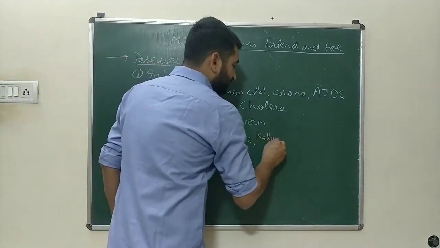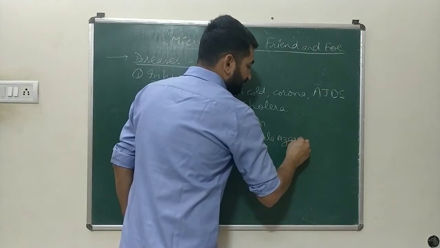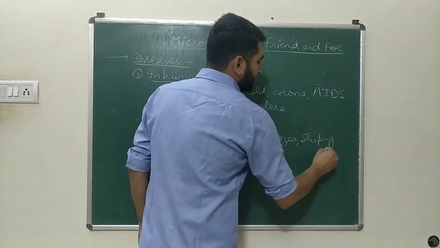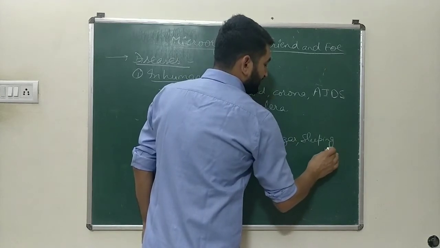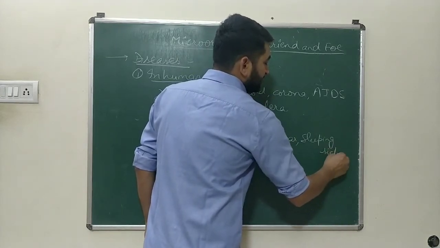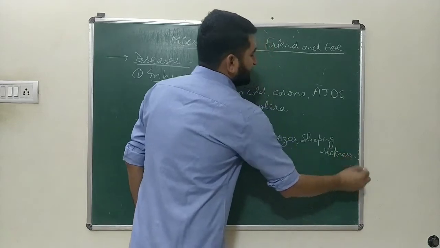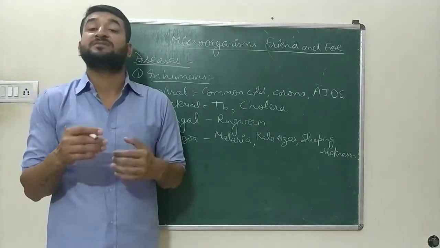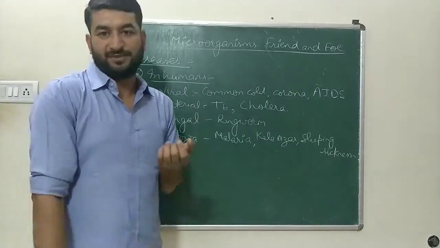Kala Azar and sleeping sickness, Trypanosoma gambiense. Sleeping sickness. So these are the diseases. These are the examples of the diseases which are caused to humans by microorganisms.